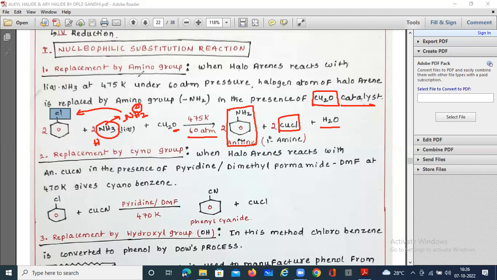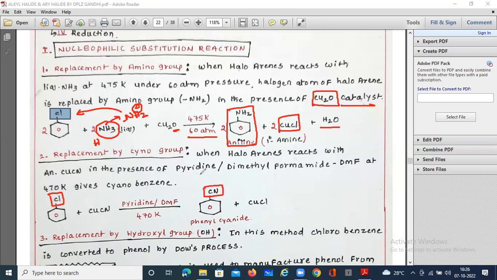So that is the replacement by amino group. Clear? Next, replacement by cyano group as usual. The halogen atom of the haloarene is going to be replaced by cyano, that means cyanide, and gives phenyl cyanide. In common terms we can simply say cyanobenzene.